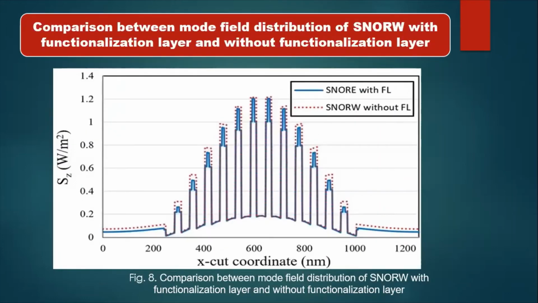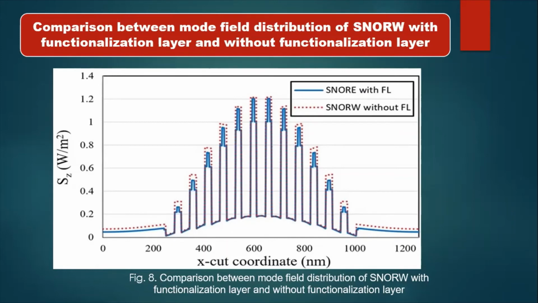In the second one, comparison between the mode field distribution of SNROW with the functionalization layer and without it. Well, this one is a lot more interesting than the last one because this comparison gives us some of the biggest insights of our experiment. Here, the red dotted line shows the usual graph we had seen earlier for the one without the functionalization layer. But it is interesting to note that for SNROW with the functionalization layer, there are more sub-bars. That is, there are more peaks than the one without the functionalization layer.